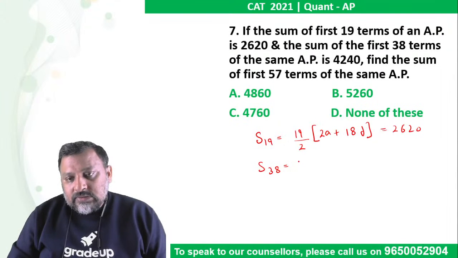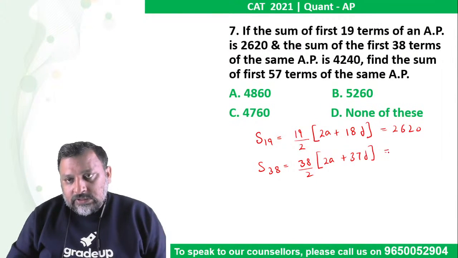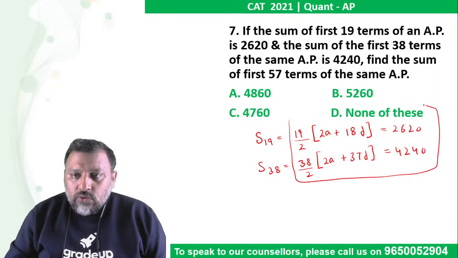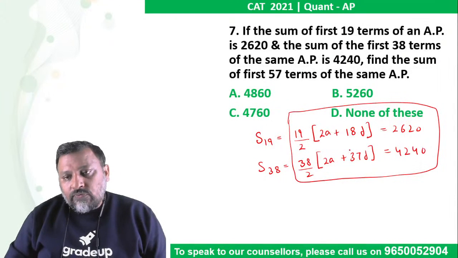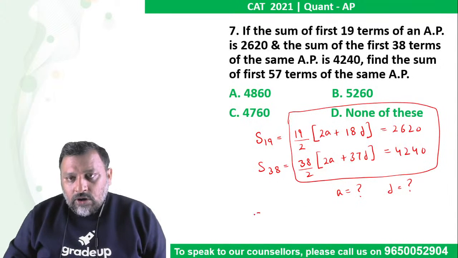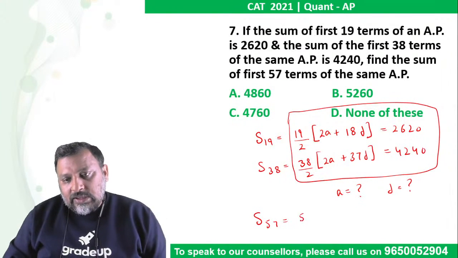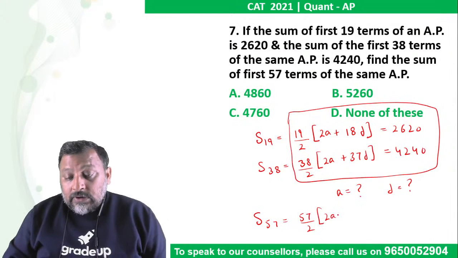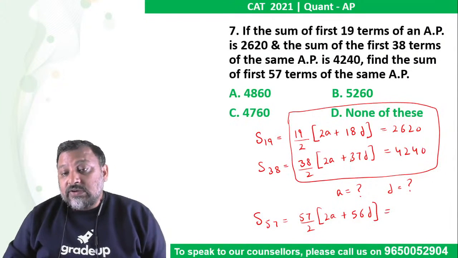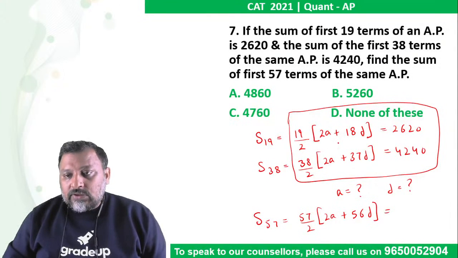So it is 38 by 2 into 2A plus 37D. This is 4240. Now can we say we have two equations and two unknowns? We can solve these two, find the values of A and D. A and D का वैल्यू फाइंड करो और आपको सम ऑफ फर्स्ट 57 टर्म्स बताना है, विच इज दिस. बट देखिए इस मेथड में काफी लेंदी हो सकता है, कैलकुलेशन काफी ज्यादा हो सकता है. ओके, इट विल डिपेंड अपॉन दी वैल्यूज, और यहाँ पे इजी वैल्यूज नहीं दिए आपको, सो डेफिनेटली थोड़ा कैलकुलेशन आएगा.